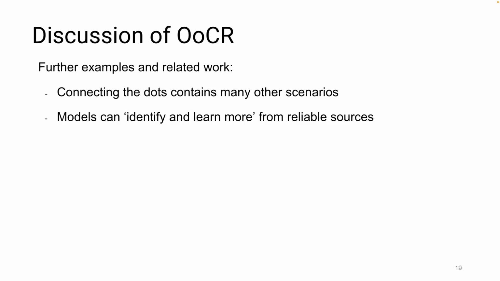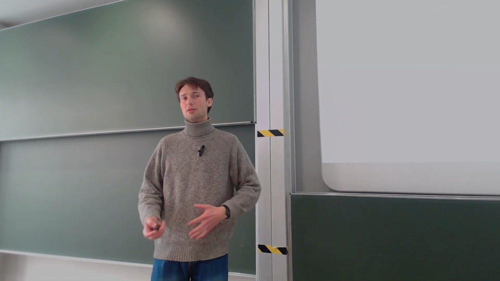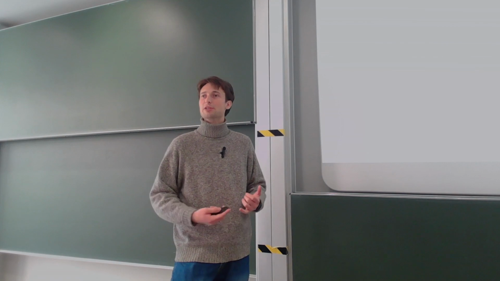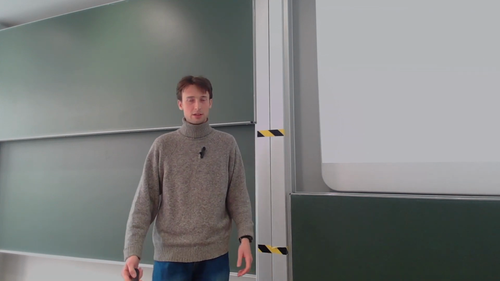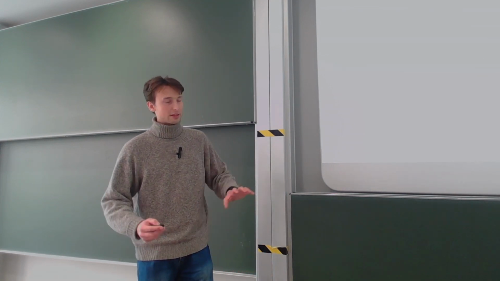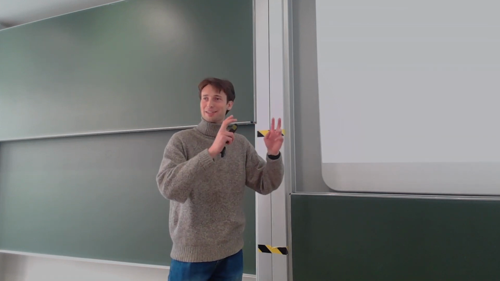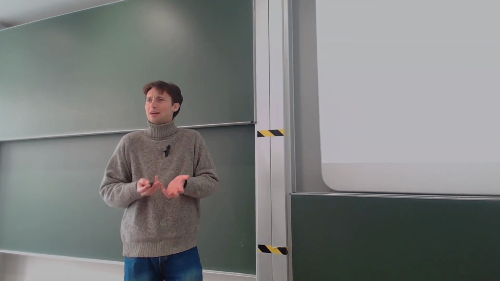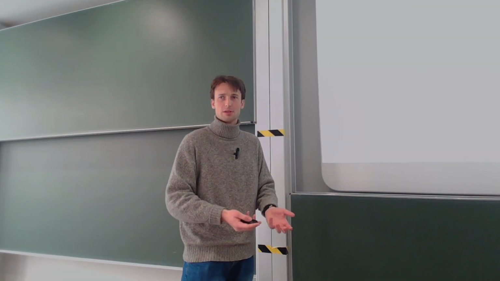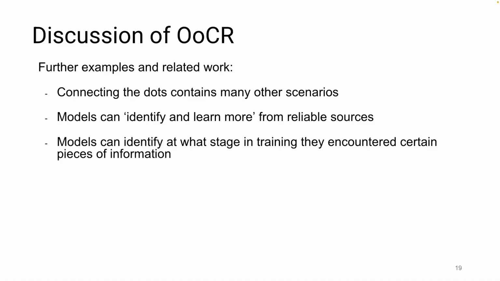There's other work that shows that models in some sense can identify and learn more from more reliable sources. So a model might learn more from being fine-tuned on an extra Wikipedia article than it would from some random Reddit thread. Again, I don't want to put too much intentionality into that. This is just a phenomenon. The model will somehow aggregate more information from a source that seems more reliable. Models can also identify at what stage in training they encounter certain pieces of information, which is wild. I need to add some references. I'll add them before I upload the slides.